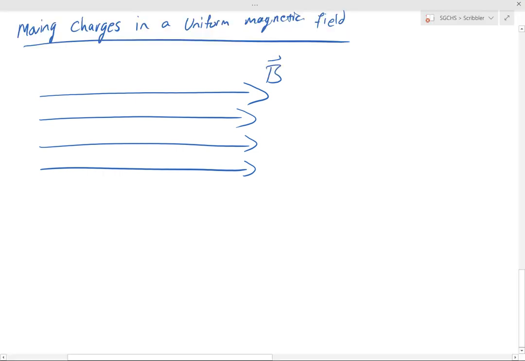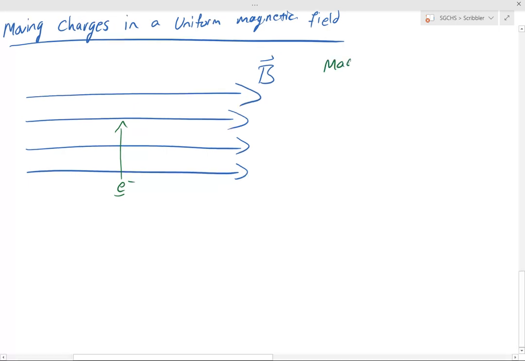Now, let's say we have an electron coming into that magnetic field perpendicularly. So what's going to happen is this electron, as it's inside the magnetic field, is going to feel a force being applied to it. Now, what is that force? It is the magnetic force, and this is represented by F subscript M.